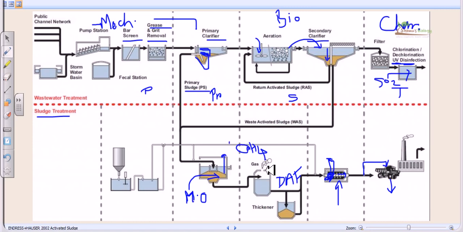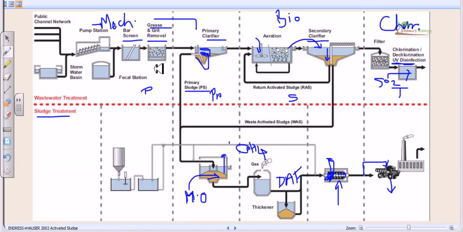So this is the overall wastewater treatment process. Remember, wastewater treatment is conducted in two different ways. One is dealing with the watery part, the second is dealing with the solid part. In the watery part we have four different sections: the preliminary, then primary, then secondary, and the tertiary treatment.